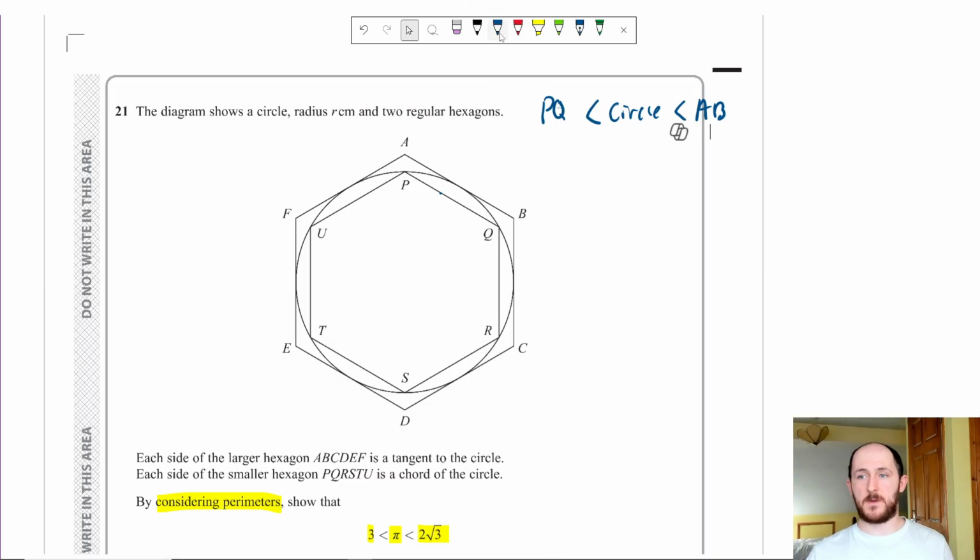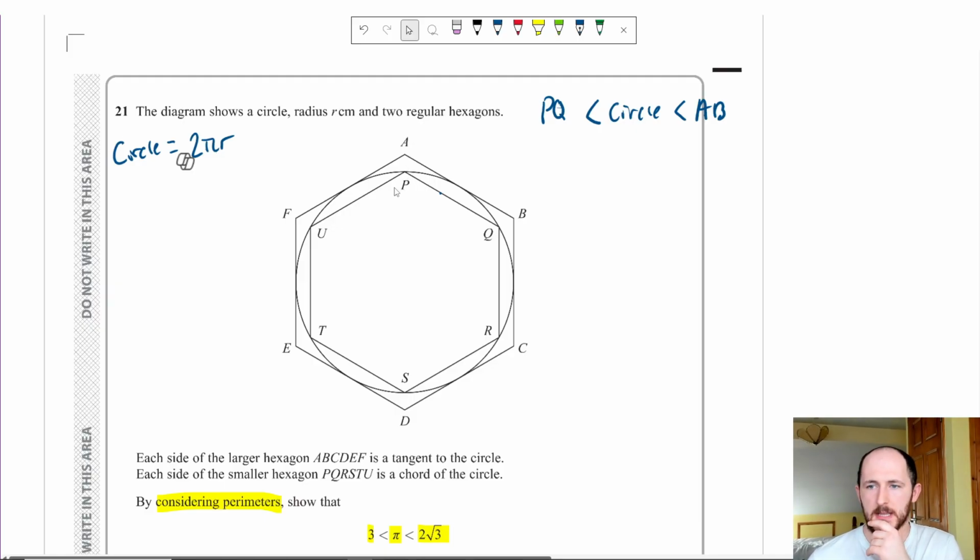I think the easiest one is to do the circle. How do we work out the perimeter of a circle? That is just the good old-fashioned circumference. It's 2 pi r. There you go. First one done. Now we have to work out the perimeters of these shapes. Now, how do I do that? Well, logically, because they're regular, they're just going to be 6 times one of their lengths. So, for example, if I work out the length P to Q, 6 times that is the perimeter of the hexagon PQRSTU.